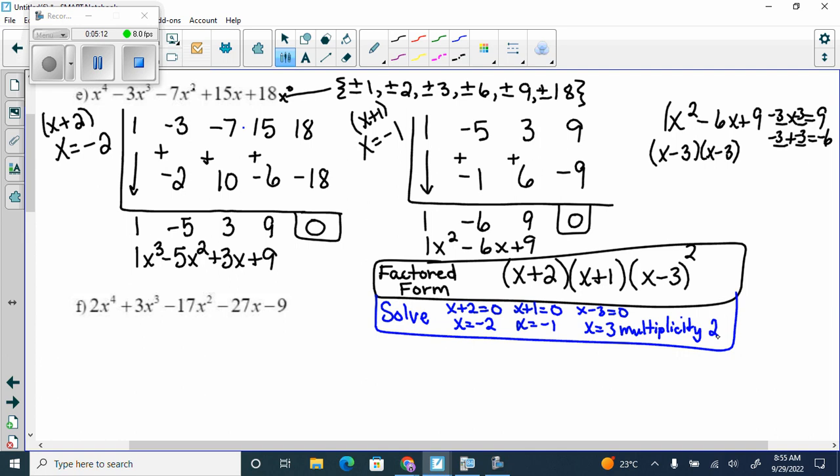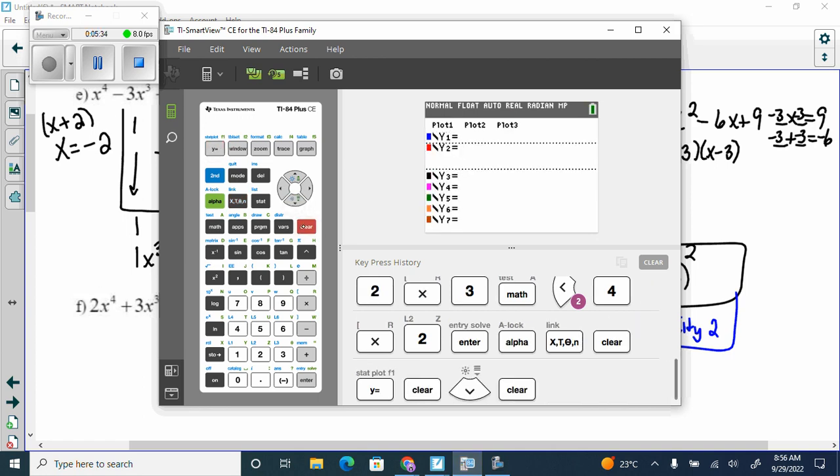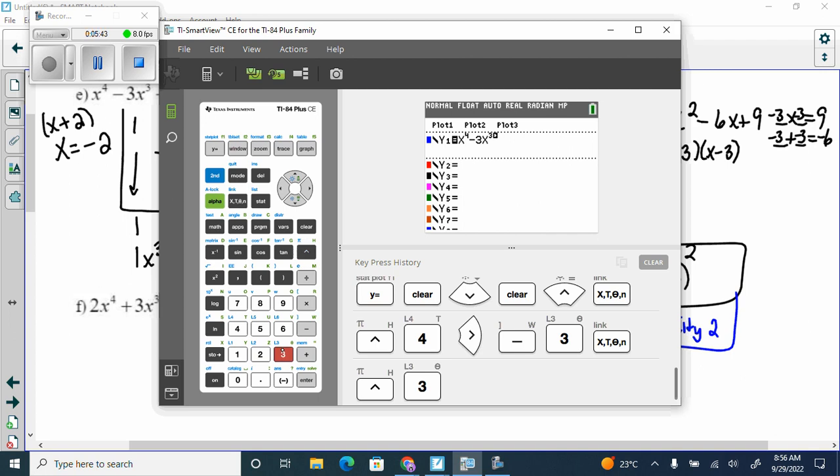Can you type back in your x to the 4th graph and look at it? I think I have one more day with my calculator, then I have to upgrade. Oopsies.